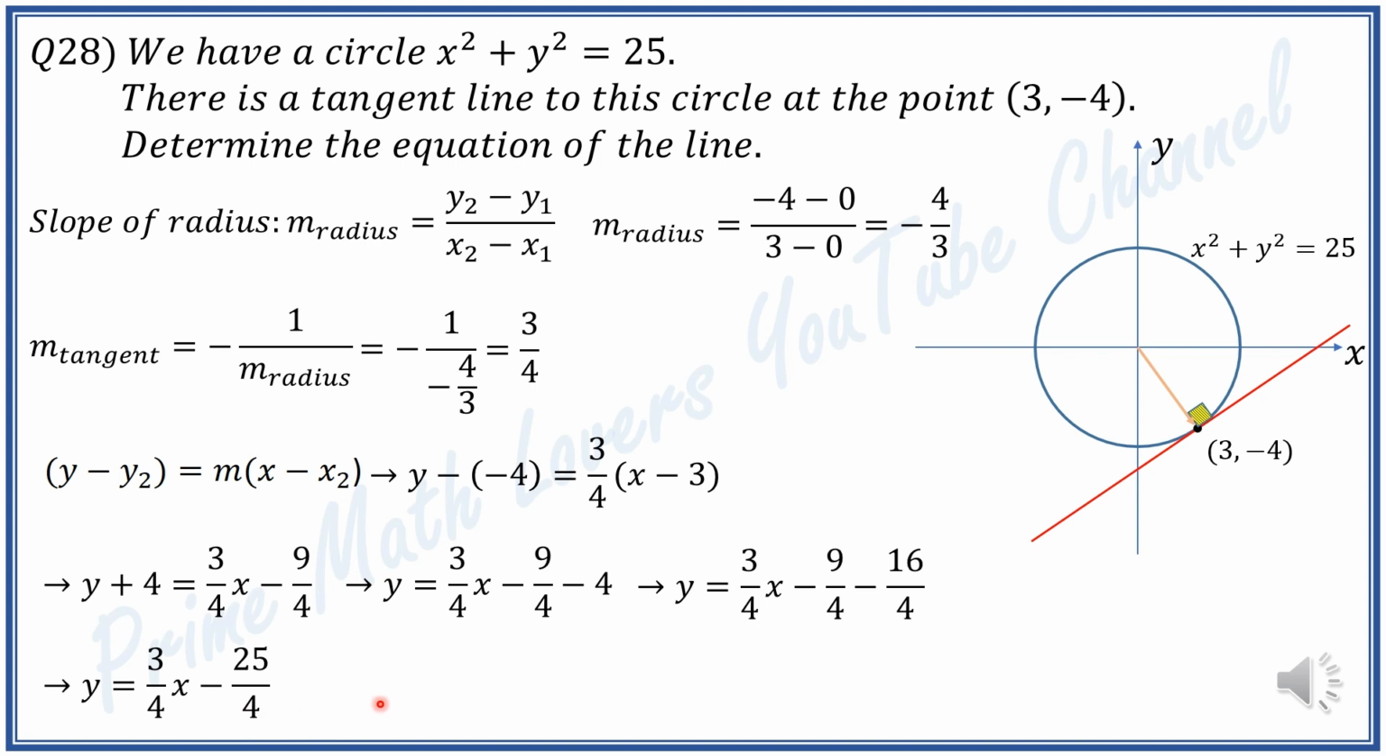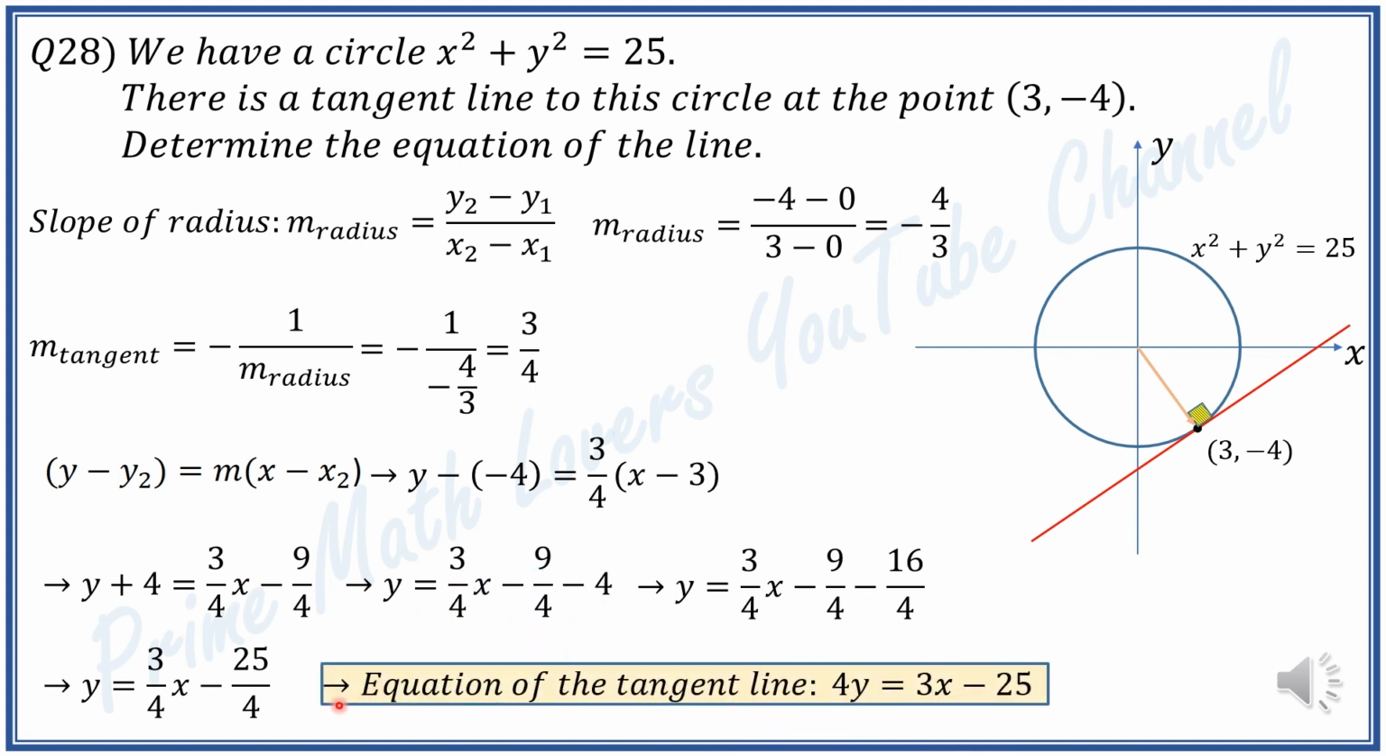If I multiply both sides by 4, we get a simpler form of the equation. And the equation of the tangent line is 4y is equal to 3x minus 25.